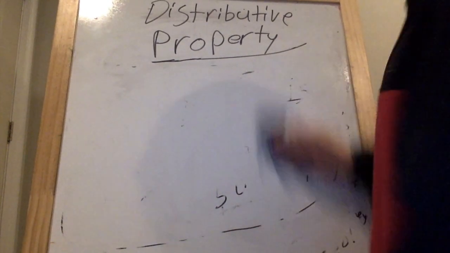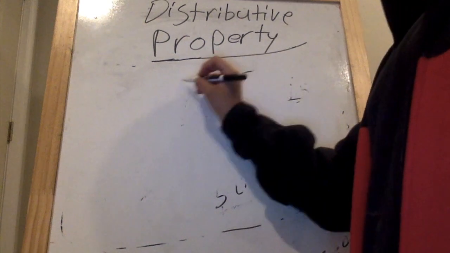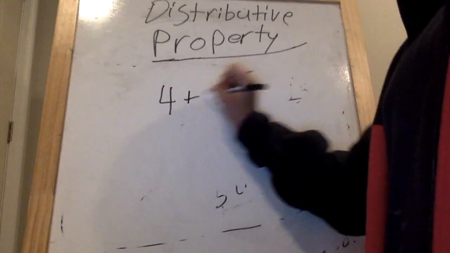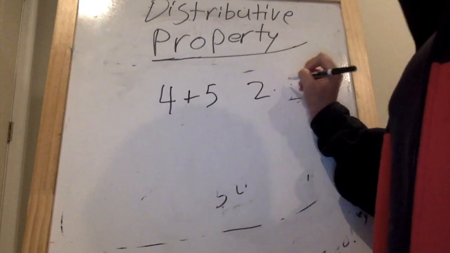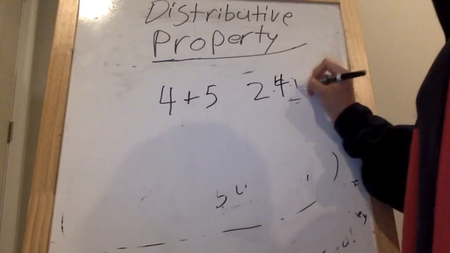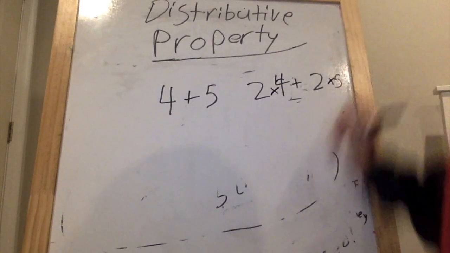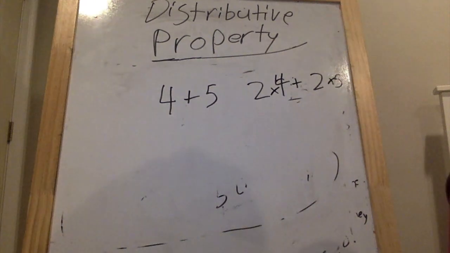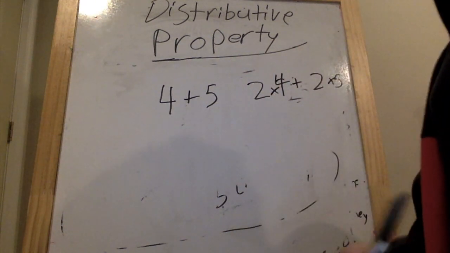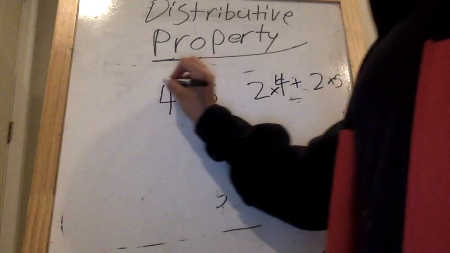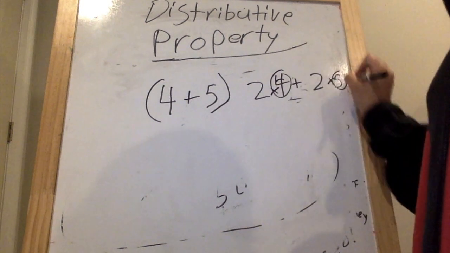Alright, so let's think of another example. Let's say we have the numbers 4 plus 5, and they are both being multiplied by 2. So 2 times 4 plus 2 times 5. Now remember, if we're going to use the same strategy we used in the other problem, what can we do? Well, we can put a parenthesis around the 4 and the 5.